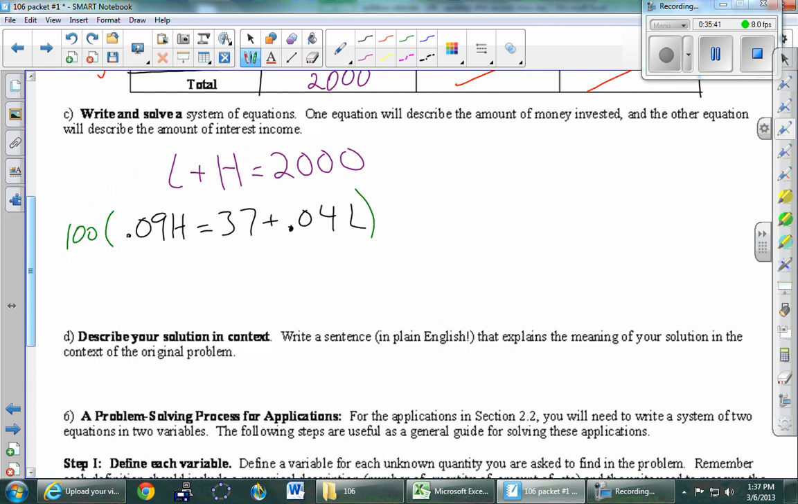100 times everything. 100 times 0.09. Move that decimal place 2 to the right. Gives me 9H. 100 times 37. 3,700. Plus 100 times 0.04. 4L.